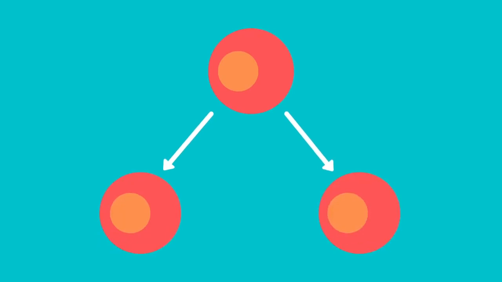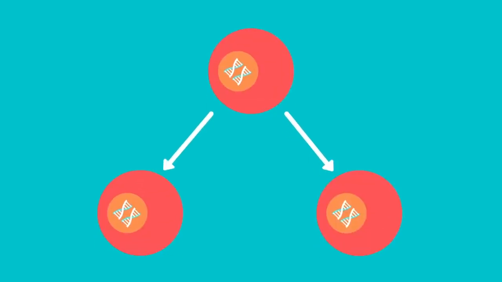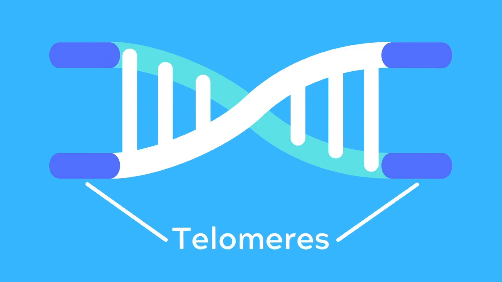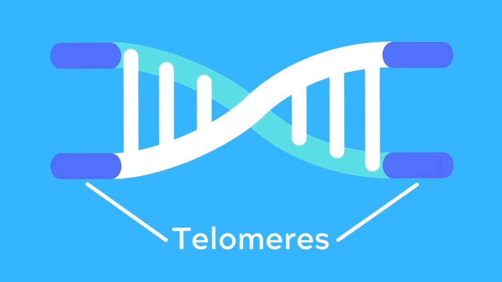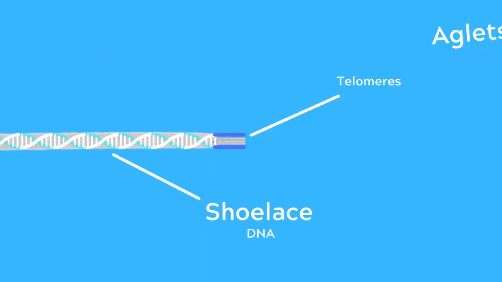Somatic cells replicate through mitosis, a process necessary for growth and wound healing. For these cells to replicate, their DNA must also replicate. There's a cap on each end of a strand of DNA called a telomere that protects the DNA from potential damage during replication. Think of telomeres like the aglets on a shoelace. Their purpose is to protect the lace, or the DNA, from fraying.